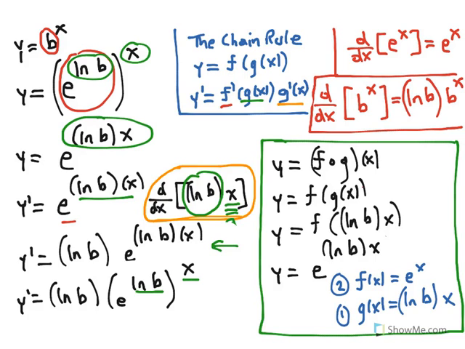And what is e to the natural log of b? As we had discussed earlier, that would just be b. So we have b to the x. So y prime is equal to natural log of b times b to the x. So this is how we derive the differentiation rule for an exponential function with base b. And you can see in our derivation that we're using the differentiation rule for the natural exponential function that we learned yesterday.